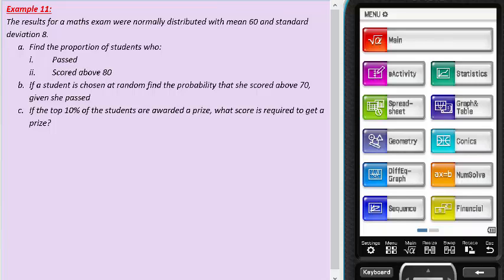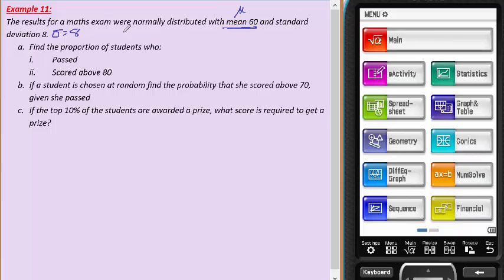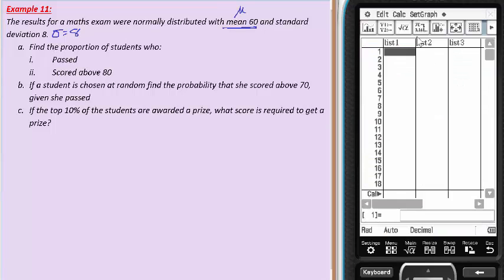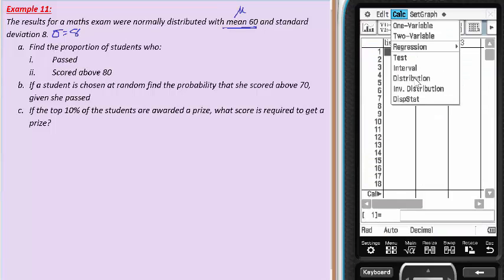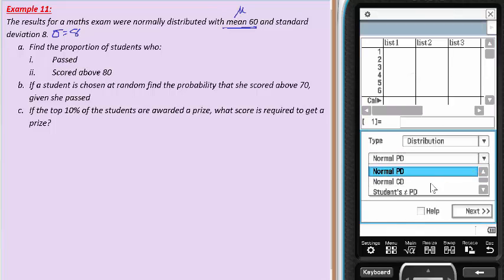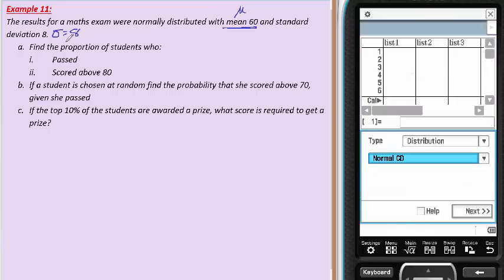Here we've got some questions and we're going to go straight to the calculator. So, the results for a maths exam are normally distributed with a mean of 60, a standard deviation of 8. And we know it's normally distributed, so let's go to statistics, calc, distribution, and normal cumulative distribution. Now let's have a look.